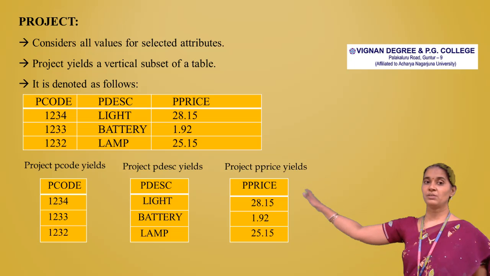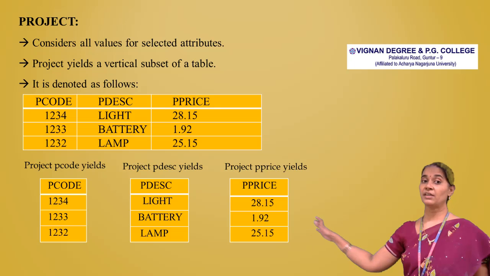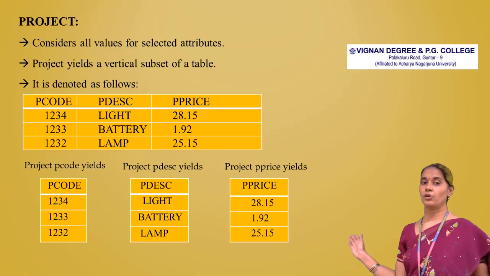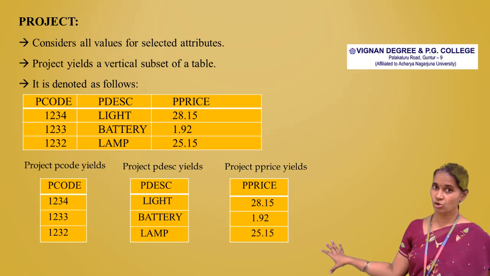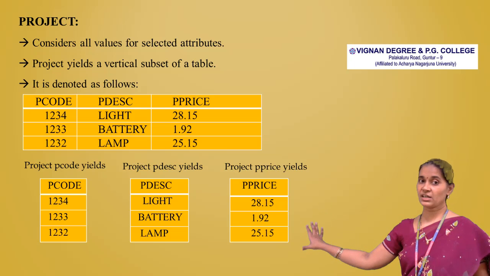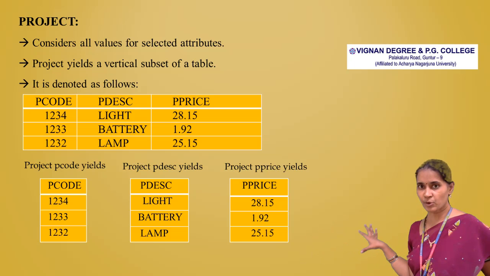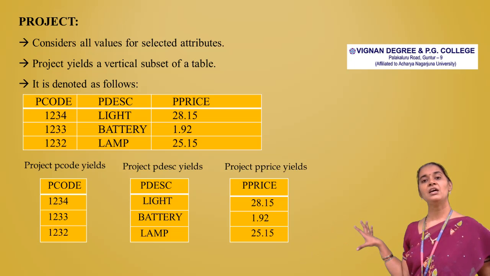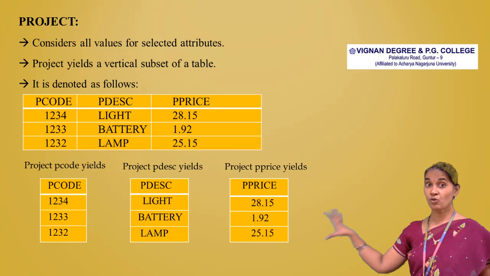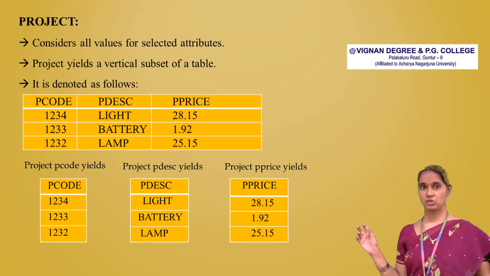Consider a product table with P code, P description and P price. If I want to display only P code, I write project P code. What does project P code give us? Only P code information. In a similar way, project P description gives us only P description details. In a similar way, project P price displays only product price information. Like that, if I want to retrieve only one particular column, I go with the project command.